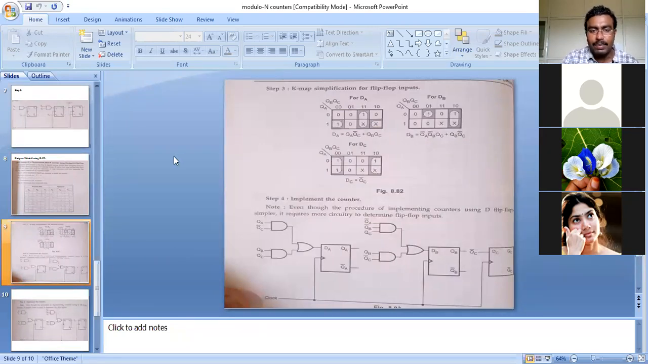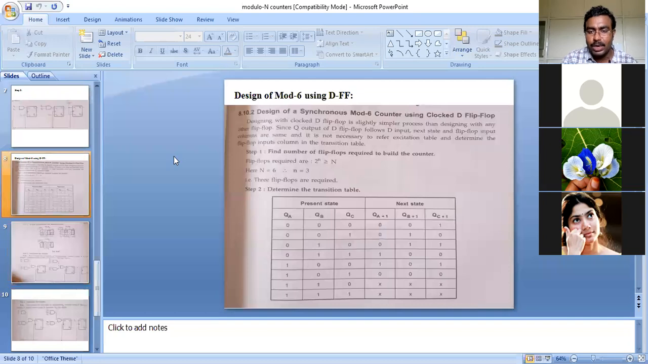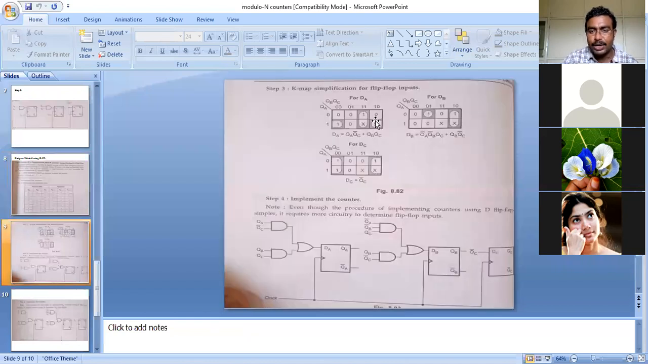Whatever values you have in QA plus 1, QB plus 1, and QC plus 1, you directly take into the K-maps and find the value of DA, DB, and DC, nothing but the input of the first flip-flop, input of the second flip-flop, and input of the third flip-flop. Okay, get the expressions and give them to the corresponding flip-flops. Your design is very simple, students.